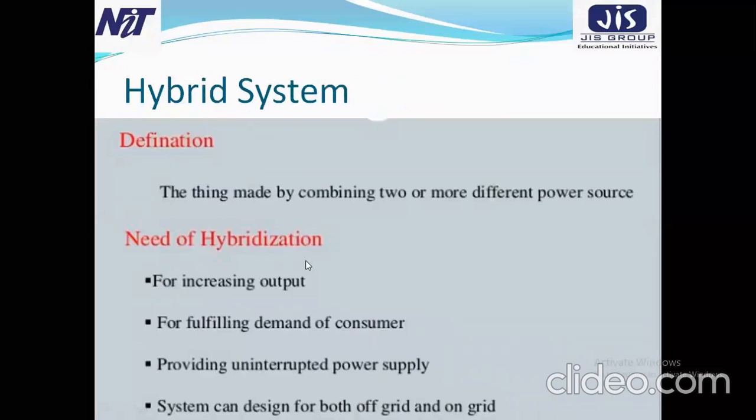Now let me talk about the hybrid system. It is made by combining two or more different power sources. Need of hybridization for increasing output: yes, if you want more output, then hybridization is very important. For fulfilling the demand of the consumer, it is important. Providing uninterrupted power supply: hybridization is important, because if the system is hybrid and the solar panel is not working, then wind power can give supply, and if wind is under maintenance or there is some fault, then solar can give supply. So this is the advantage for providing uninterrupted power supply.